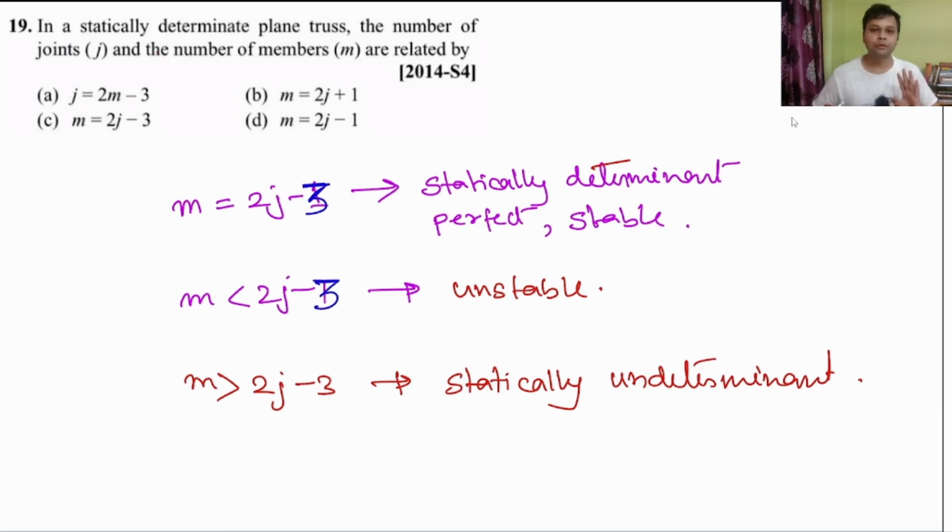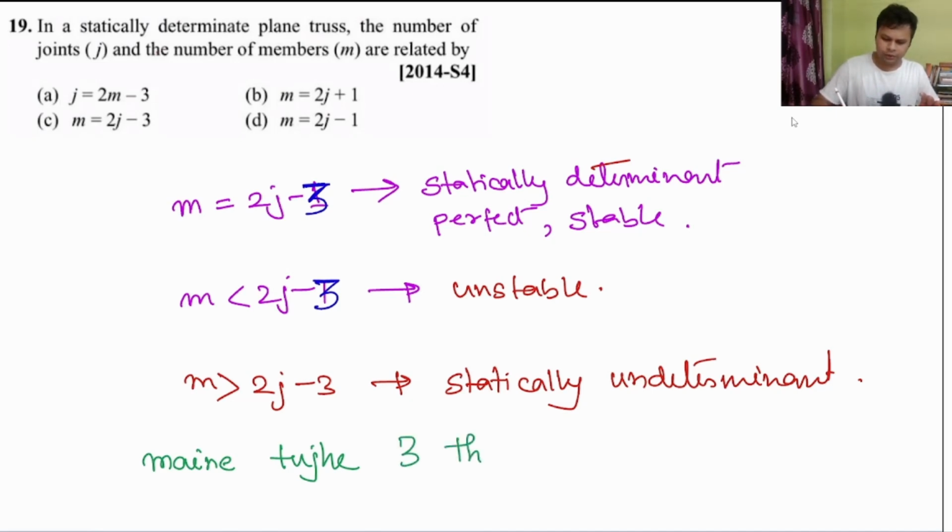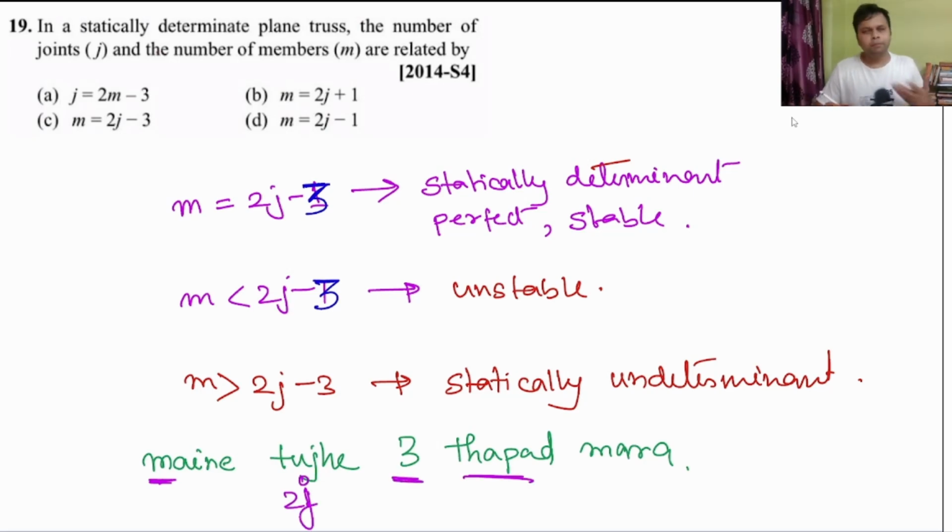So I have made a mnemonic for myself, and you can devise a similar mnemonic for you. मैंने तुझे 3 थप्पड़ मारा, सही में नहीं मारना, ठीक है, सही में किसी को थप्पड़ जाकर नहीं मारना है। Just to remember the concept. मैंने is m, तुझे means to, j, and 3, definitely three. Thappad is a negative quantity, something negative, like love is positive, peace is positive, while slap and violence are negative, so here minus will come. So m is equal to 2j minus 3.